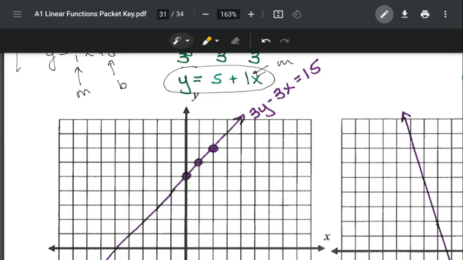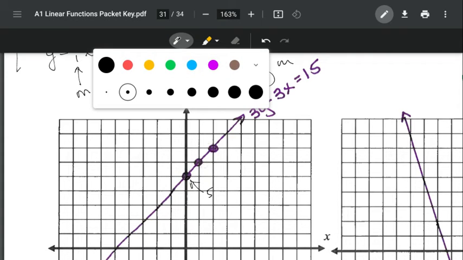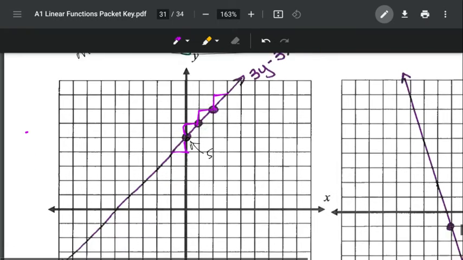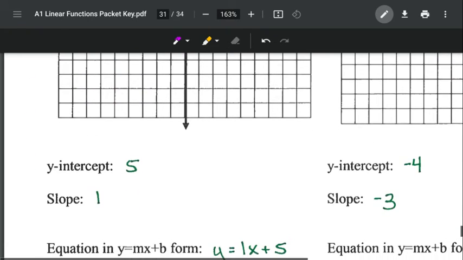So when I graphed, here's my y-intercept. I started at 5, and from here, I went up 1, right 1, up 1, right 1. You could keep going if you wanted, and you could go down and to the left, because when you divide by two negatives, it makes positive. And then I labeled it. And down here on the bottom, I said my y-intercept was 5. Remember, that's your b. And my slope was 1.